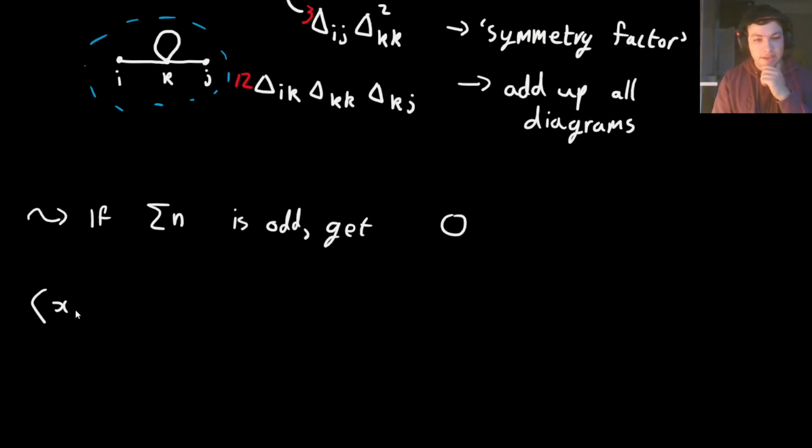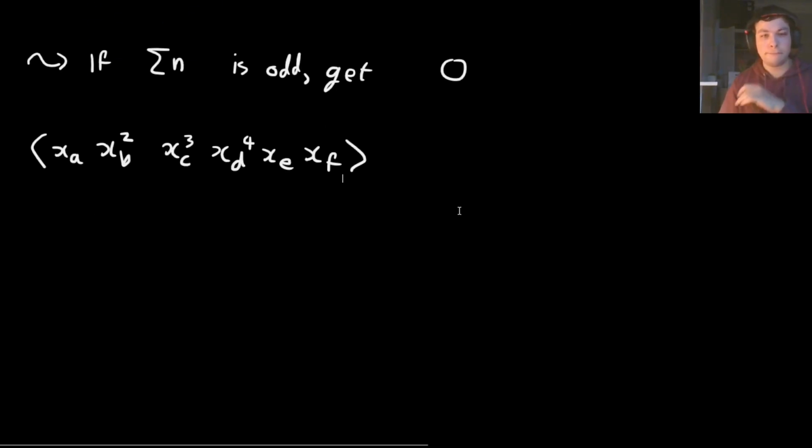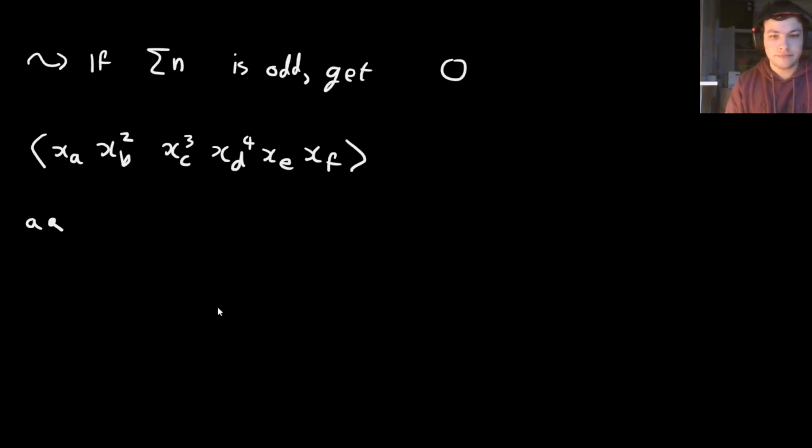So let's try phi, x_a, x_b squared, x_c cubed, x_d to the 4, x_e, x_f. Okay, so what do we get here? We get a gets 1, e gets 1, f gets 1, and then we have to connect all these up with a vertex that has a valence of 2, one that has a valence of 3, and one that has a valence of 4.